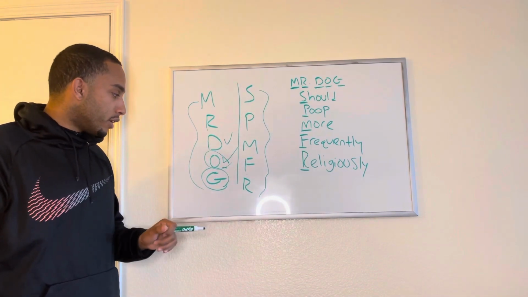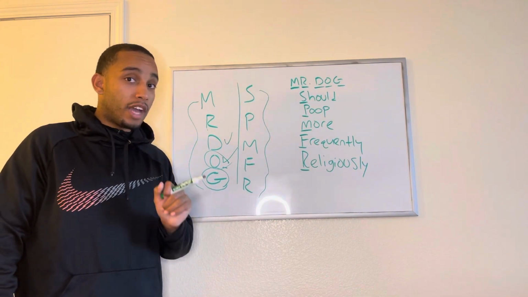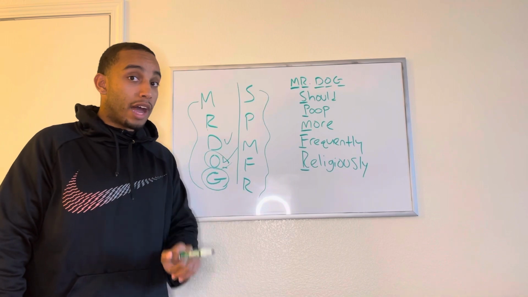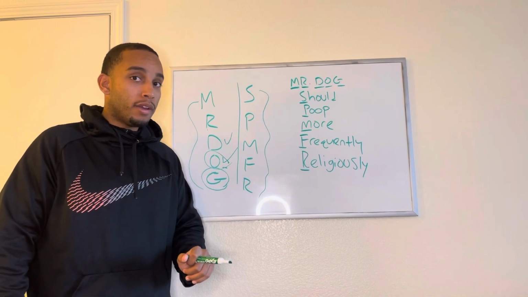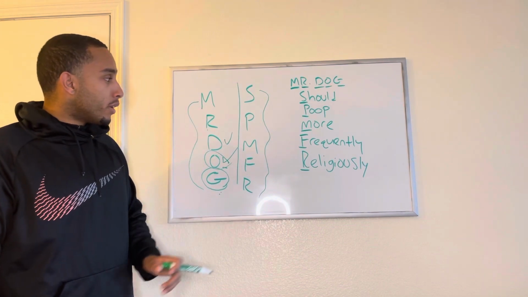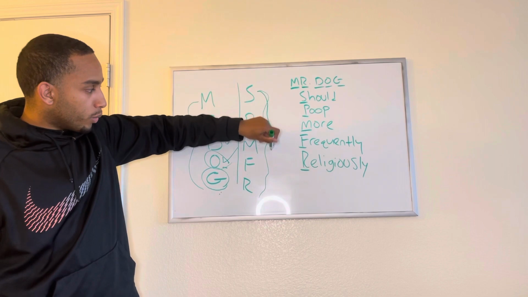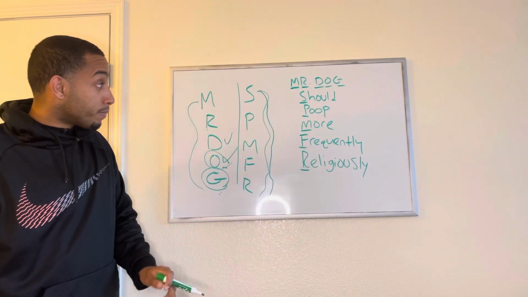We have goods, G for goods, $500 or more. Remember that. That's your key number, $500 or more, okay? So remember that for that one. So this is when things can get kind of hairy. Should poop more frequently religiously, okay?